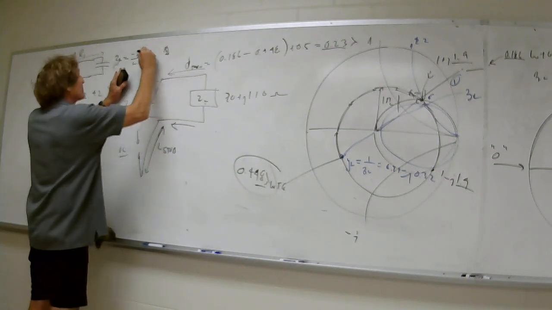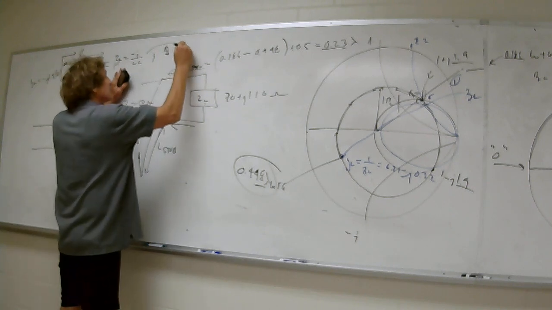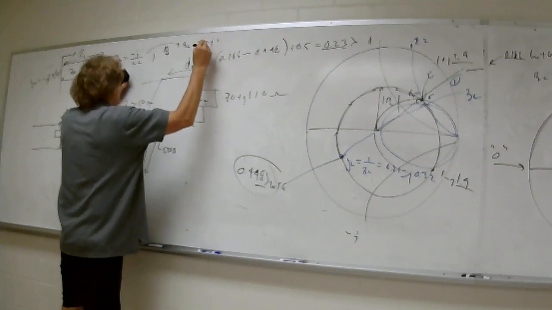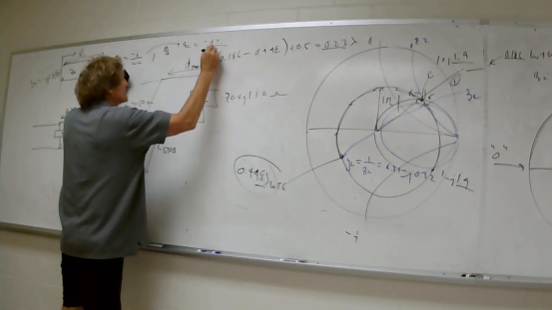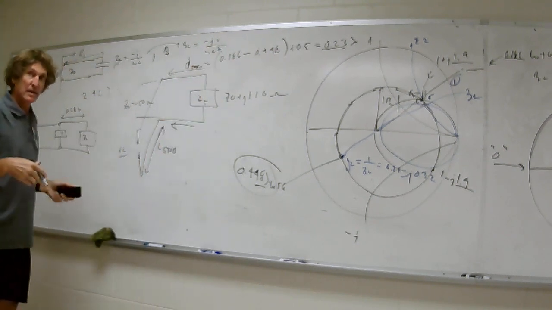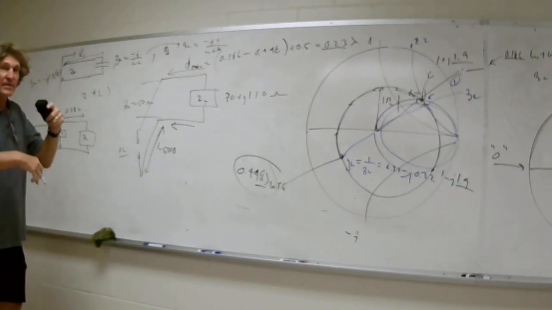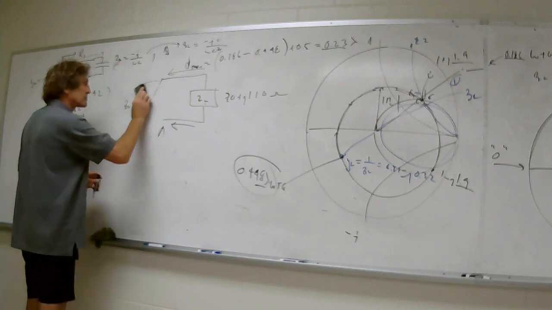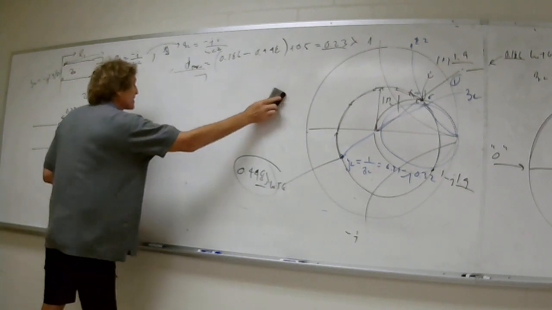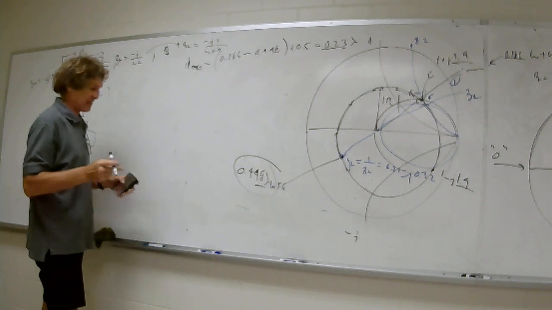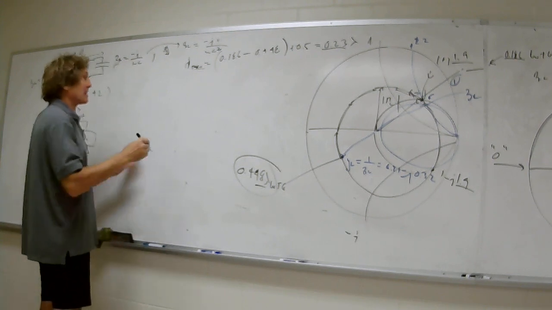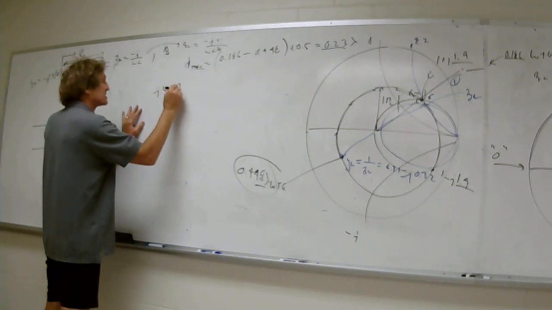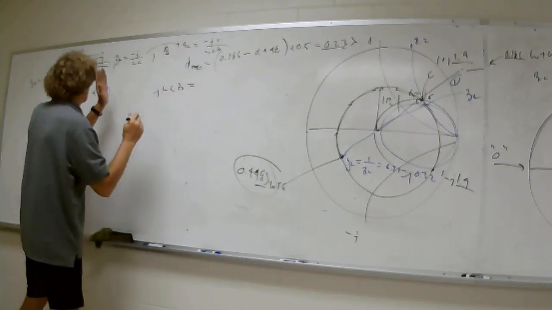Why don't I do it this way? I go from here, and I get the normalized impedance, which is going to be minus J over omega C times Z naught, right? Do you agree with that? Now I'm going to get the normalized admittance. I'm going to erase this. That's impedance. I really don't need to do this. Admittance is going to be 1 over that. So now I have J omega C Z naught, and that's my normalized admittance, right?